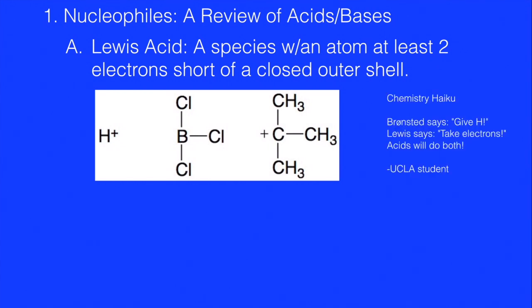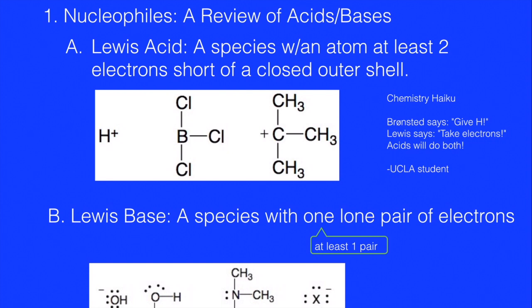Going back to our haiku, remember we talked about the Bronsted definition. So this chemistry haiku says, Bronsted says give H, Lewis says take electrons, acids will do both. And so that's really what an acid is: either giving electrons, taking electrons or giving a hydrogen.